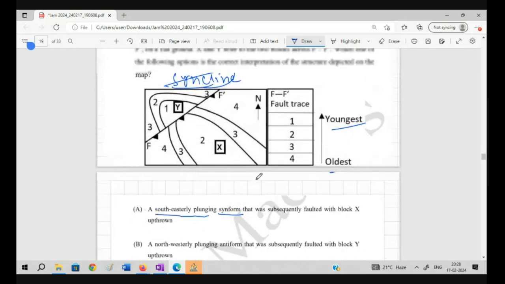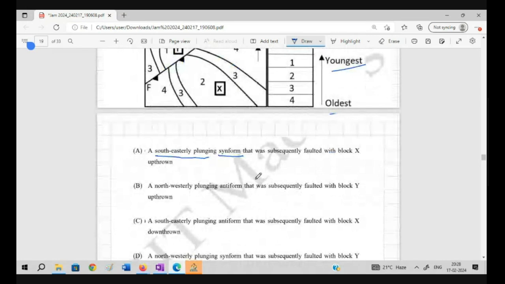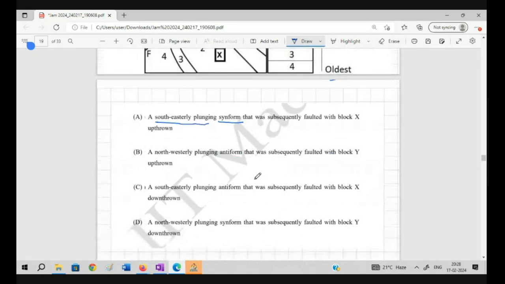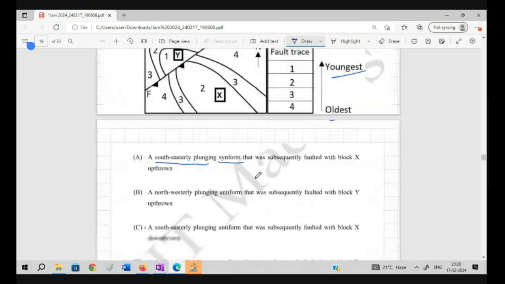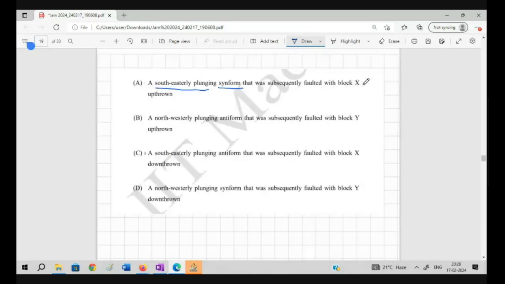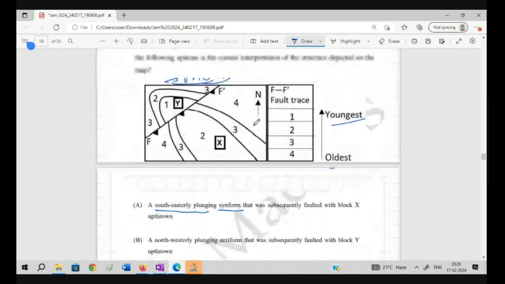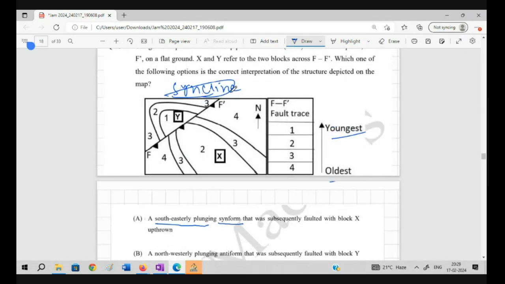Sir, there was a little confusion of this type: if we consider the second condition you mentioned. Okay, just remember, in the option other data is also there, whether block X is upthrown or block X is downthrown. Okay, for the time being, we have identified it as a syncline, right? Yes sir. And also we have identified it as a synform, because if we consider the normal sequences, let's assume it is a normal sequence where the younger bed is found at the core, and also we know that always the younger beds will follow the dip direction of the strata.